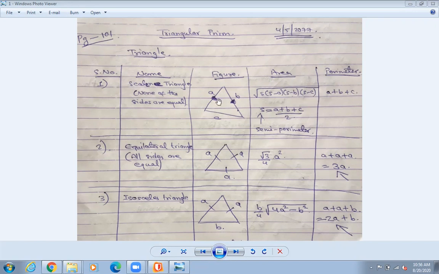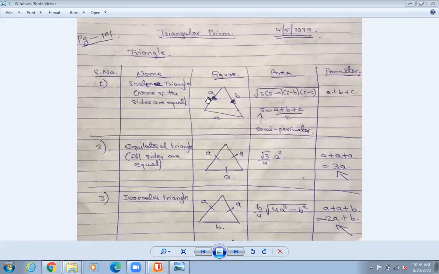But here just A, B, C are given. Where is S? S is not available over here. So we also need the formula for S. S means semi-perimeter. And what is the formula of S? The semi-perimeter S is A plus B plus C divided by 2.